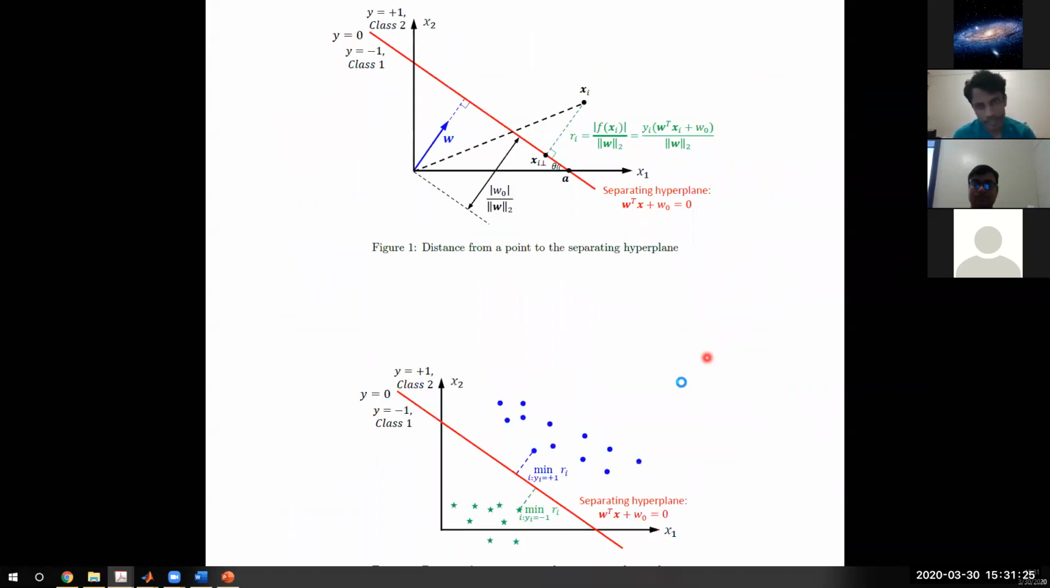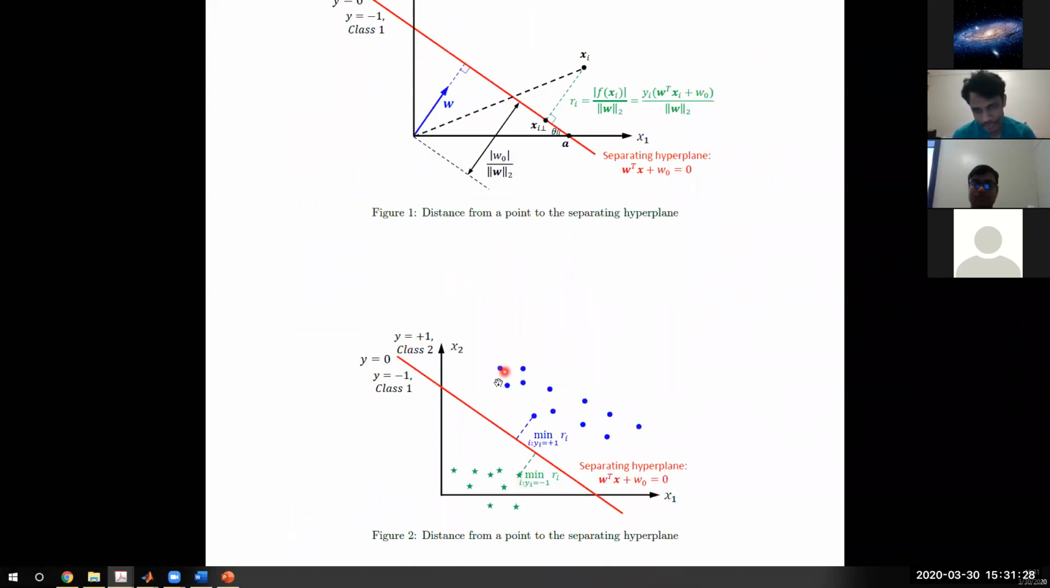What does it mean? For example, consider the data here: class 1 and class 2. It doesn't matter which is which. I want to see the difference between class 1 and this separating hyperplane. When I say a distance between a set and a line, that means the minimum: the point in this set which has the minimum distance to the line.